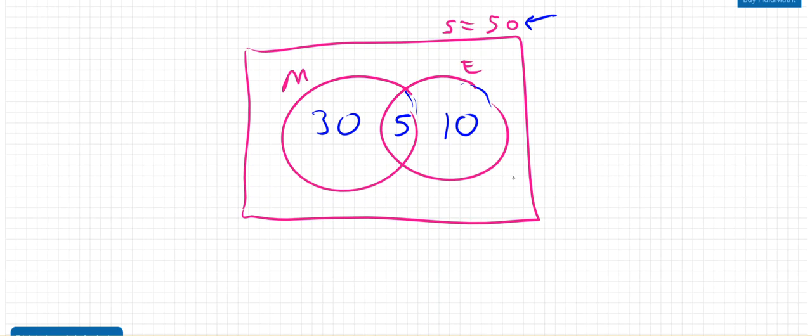That means that the remainder, which is also 5, goes out there. That is telling us there are 5 students who don't like either. All these numbers add to 50, so it's accurate.